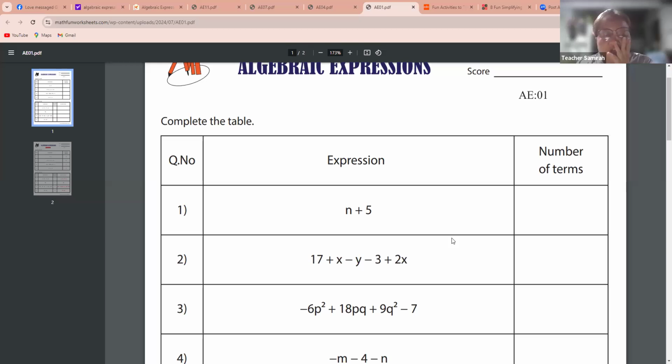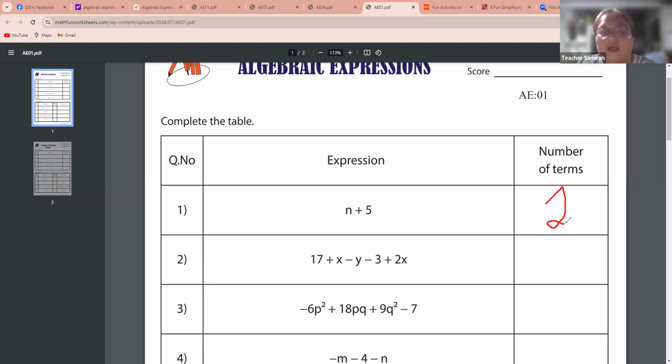Okay. Where are we? I have to share it first. Okay, can you see it now? The answer here is 2.